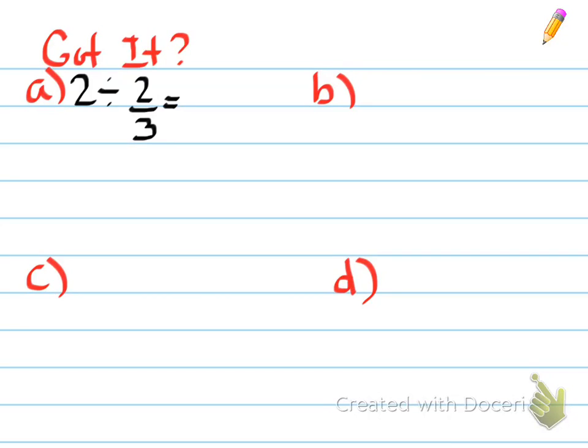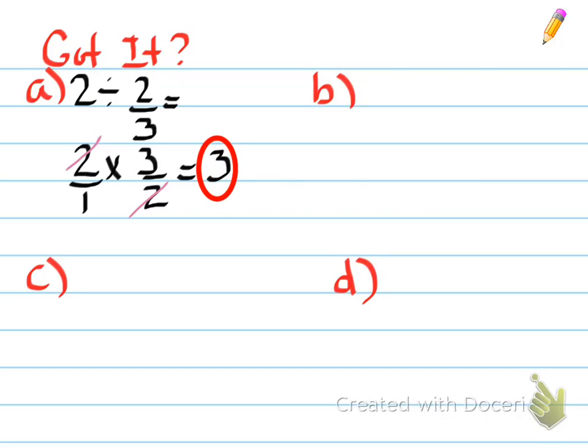Okay guys, so now I'm going to go over the guidance with you. So we've got 2 divided by 2/3 for A. So I'm going to rewrite that as 2 times 3/2. Remember, I can always put the 2 over the 1. I'm going to grab another color here and remind you that I can cross-simplify. And that leaves me with an answer of 3.